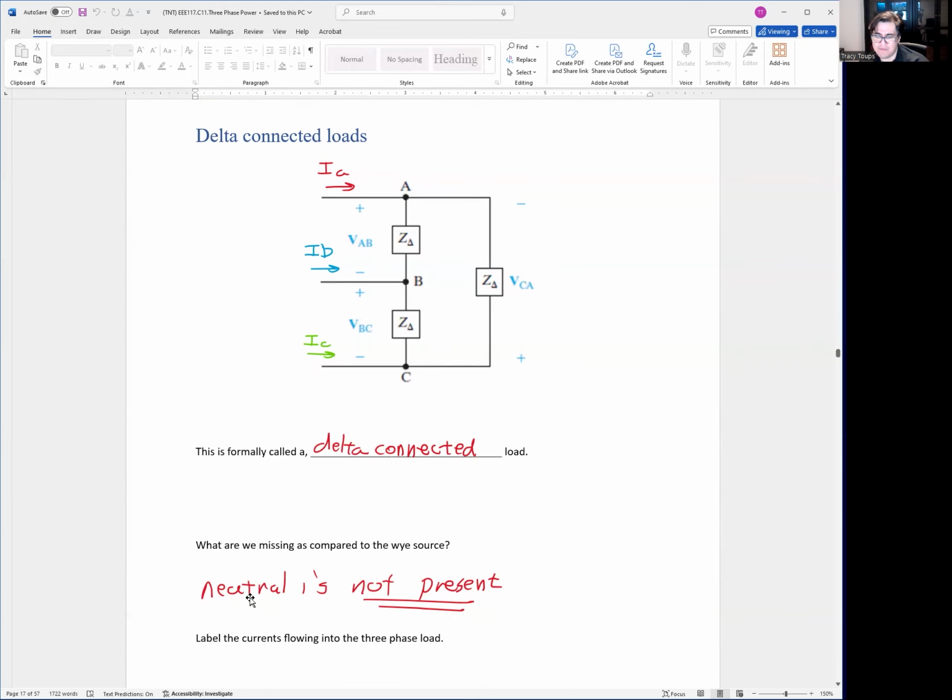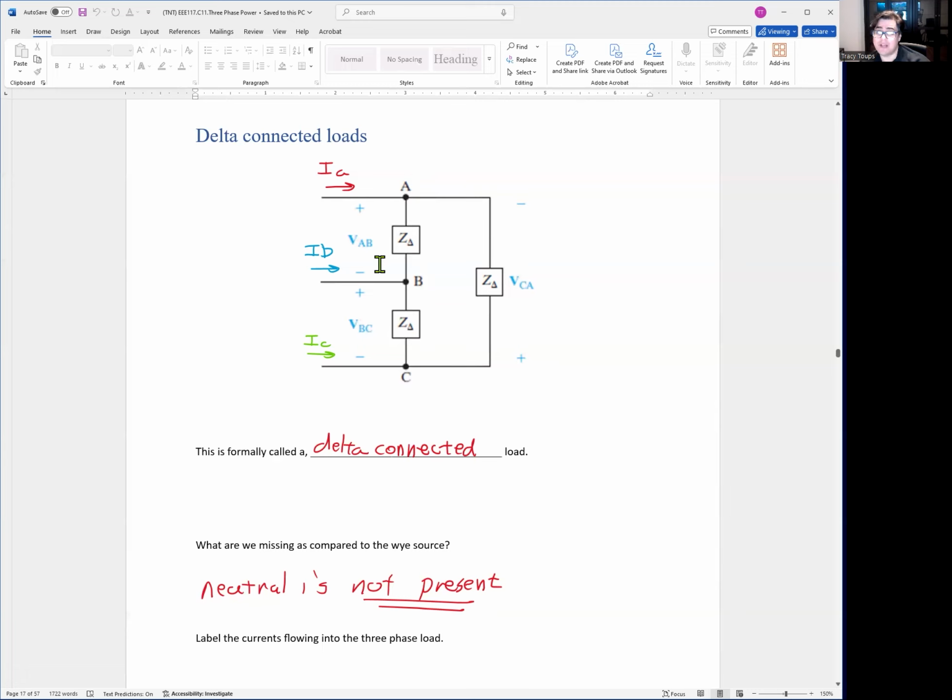Notice that we have no neutral, it's not present because there is no central point to cancel all the voltages and currents out. So we just don't have it. And another big difference is the currents come in at IA, IB, and IC. They don't go to each individual load. If you notice, IA comes in, it gets split going down one resistor or one impedance and another. So current kind of branches out into the delta. It gets a little more complicated on the calculation side. Okay. So that's the 4 types.